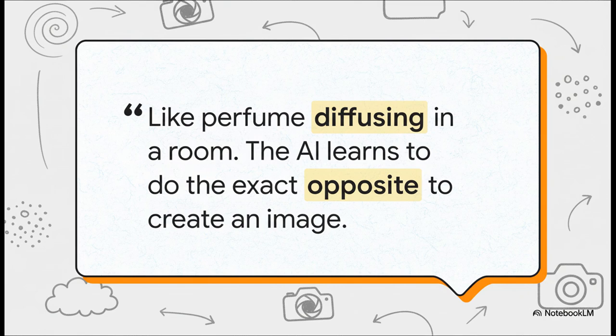This is such a brilliant way to think about it. Imagine you spray perfume in a room. It starts out as a concentrated cloud, right? And then it slowly spreads out. It diffuses until it's just a faint smell everywhere. Well, the AI learns how to do the exact opposite. It takes that faint, spread-out scent of noise and figures out how to reverse that process, pulling it all back together into a sharp, detailed image.